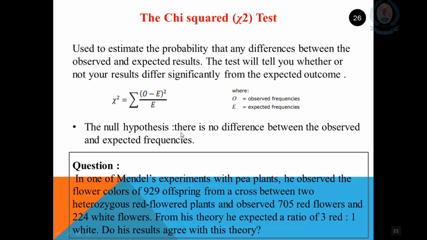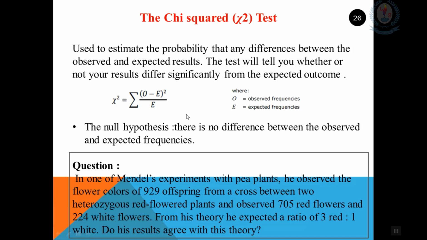The third type of test is the chi-squared test. It is a relatively simple statistical method which we can use to estimate the probability that any differences between the observed and expected results are due to chance. The chi-squared test will tell you whether or not your results differ significantly from the expected outcome. And this is the equation that you have to use in this test. E here is the expected value, O is the observed value of the frequencies.